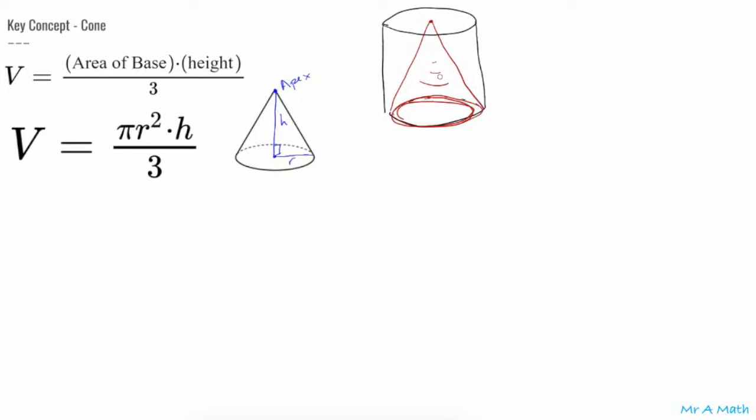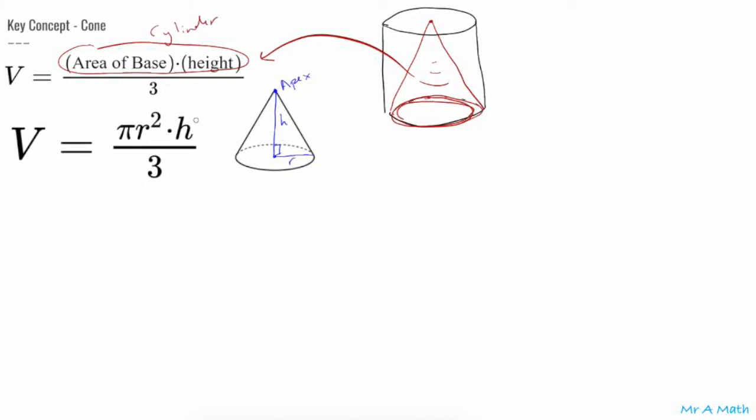But this gives us an idea of how to find the volume of a cone. So over here, I have the volume of a cone formula. Right here, it's the area of the base times the height divided by 3. Right? Because one cone is 1/3 of a cylinder. And if we notice, this is the formula for a cylinder. It's the area of the base times the height.